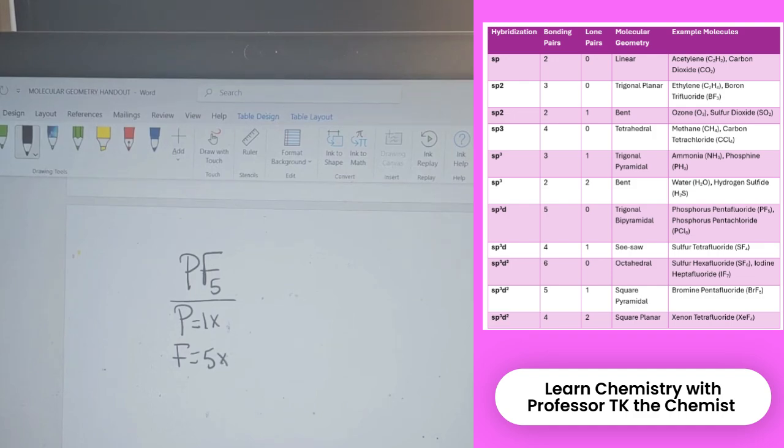Okay. Now, to answer your question about the bonds and all that good stuff, you've got phosphorus, right? Phosphorus has 5 valence electrons. And so 1 times 5 gives you 5. And then for fluorine, it's in group 17, so 5 times 7 is 35. Yep, this is going to be a big one right here. What's 35 plus 5? 40.